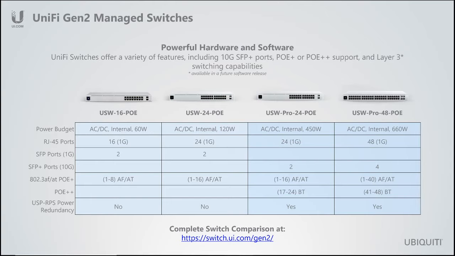Right, so these are the new models that have been introduced. There's a 16 port PoE switch, there's a 24 port PoE switch, and there are the Pro models which are 24 and 48 port switches. Right, so the 16 port switch has 16 1 gig ports, and the 24 port switch also has 24 1 gig ports and two SFP ports. Do note that the SFP plus ports are only included in the 48 port model.